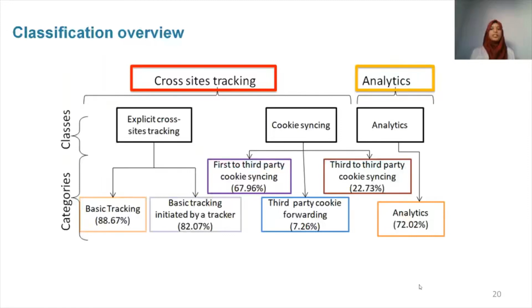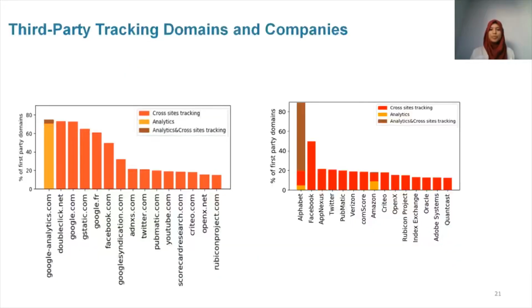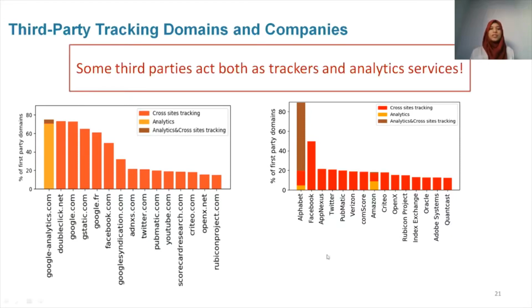In summary, we detected 6 different tracking categories, and we found at least one type of tracking category on 92% of the domains that we've analyzed. In these figures, we present on the right companies, on the left domains that perform either analytics, that we present in yellow, cross-site tracking in red, or both analytics and cross-site tracking inside the same website in brown. As you can see, domains such as Google Analytics can perform both analytics and cross-site tracking behaviors.